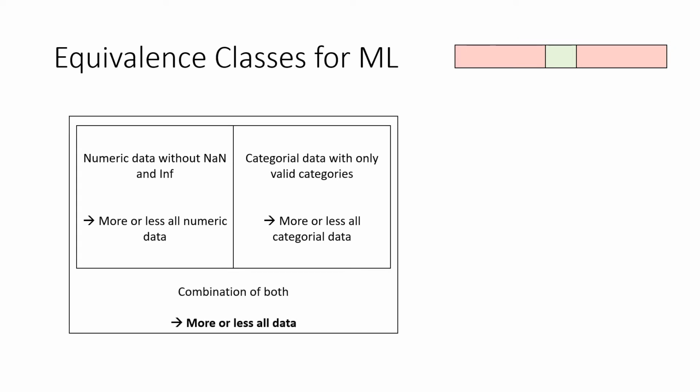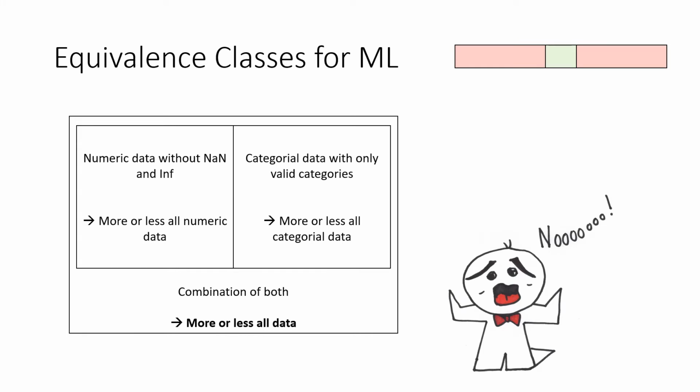And most algorithms actually support the combination of both. So in the end, machine learning works with more or less all data, which is kind of annoying when we want to define equivalence classes, because it means we basically don't have big invalid equivalence classes that only contain, for example, not a number or an infinity or something like that. So we were wondering how we can maybe still derive test cases here.